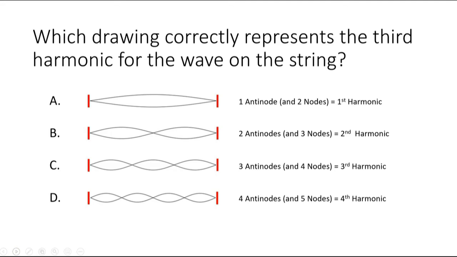So I would pick case 3. Just for completeness, case 4 has 4 antinodes, and so that would be the fourth harmonic. Okay, so like I mentioned, case C would be our answer of choice here.